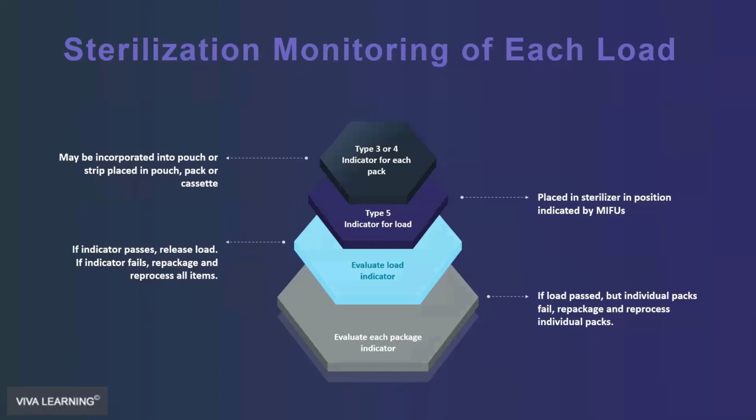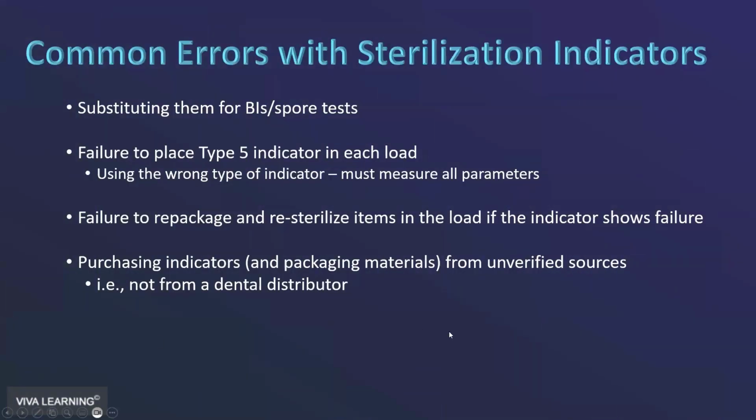And let's go to one more slide here, and then we'll do some more questions. These are the most common errors that I see with sterilization indicators. Number 1, substituting those type 5s for biological indicators, because they so closely emulate a biological indicator, but they do not test for microbial kill. Another one is, and it's very common for practices, not to put the type 5 indicator in each load. And that's what you need to do. Each load needs a type 5 indicator.